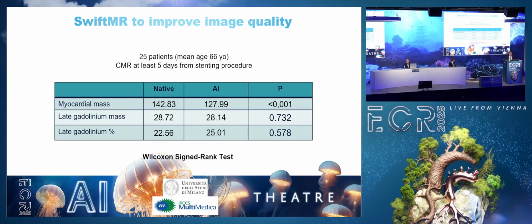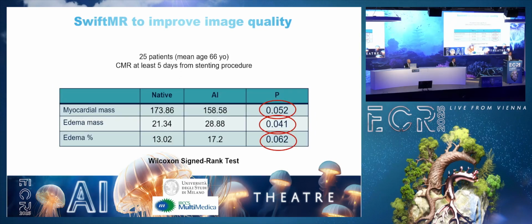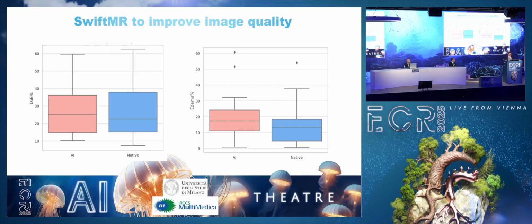But moving on to our results, actually we have just preliminary results. The project started a few months ago. So we have 25 patients treated for acute infarct, and we can see that there is no difference, considering all the patients, in terms of late gadolinium enhancement amount, in terms of percentage, comparing AI to native images. But we have a difference in terms of edema extension. So we have an increase of the extension of the edema using AI. And this is the graph representing the difference of edema measurement compared to late gadolinium enhancement measurement.